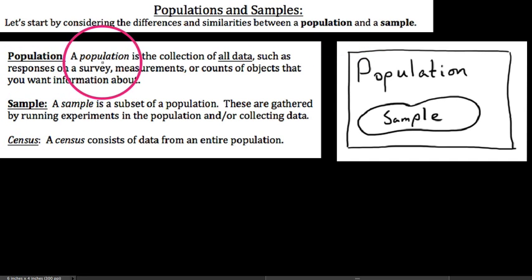Starting with population, we say that a population is basically the collection of all data. You notice I've underlined this here. By all data, I mean 100% of the data. And we could say these are things such as responses on a survey. If you had every response, that would be the population of responses, or any type of measurement or counts of objects that you want information about. Essentially, if you have all of the data, then we talk about it being the population.